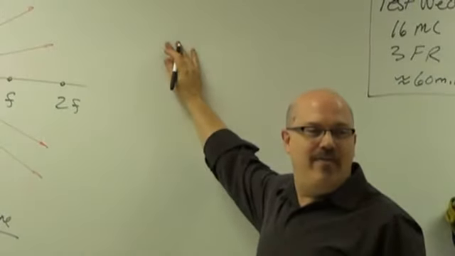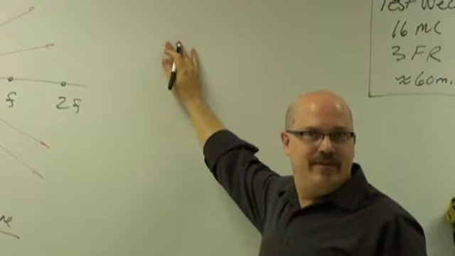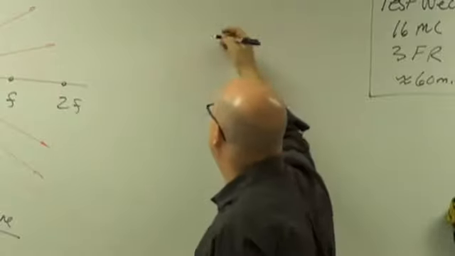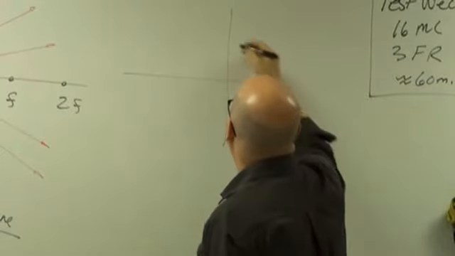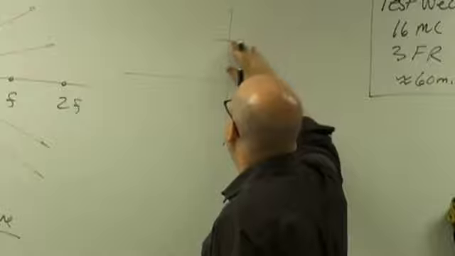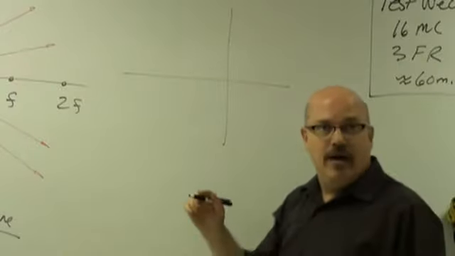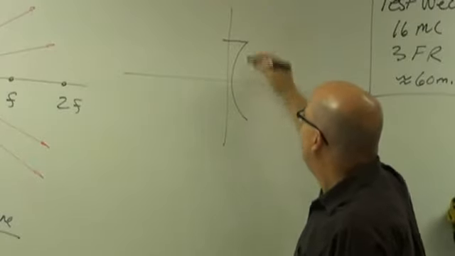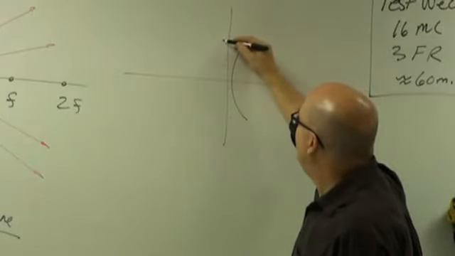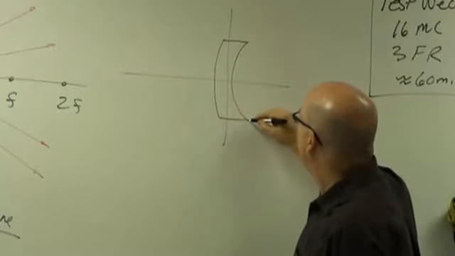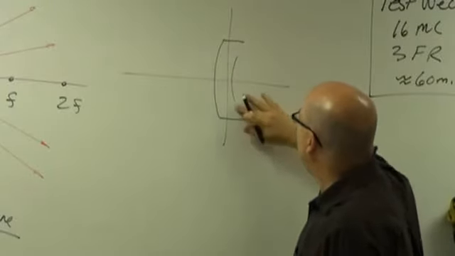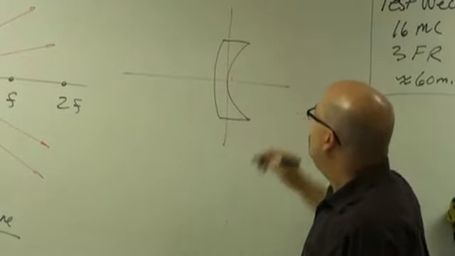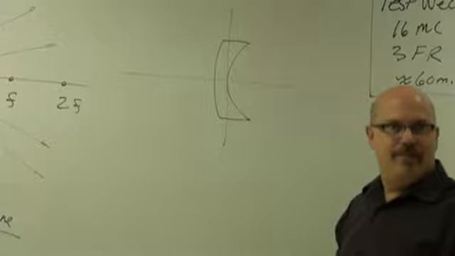All right, since we're on the diverging page, let's go ahead and draw the diverging lens picture. It looks like this. And just to show you that it doesn't matter, I'm going to draw a different shaped diverging lens. I'm going to draw it like this. If you see one that looks like this, don't freak out.